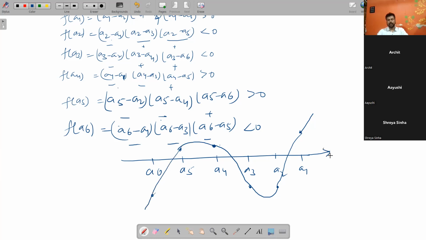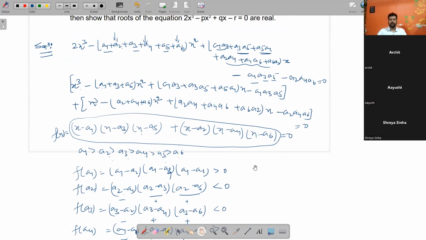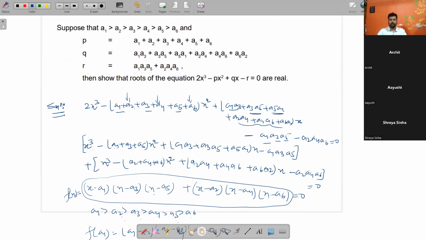So you can see that this is your x-axis. The graph is intersecting the x-axis at 3 points. So of course, it will have 3 real roots. And this is a cubic equation, so of course all 3 roots are real. Understood? Yes, sir. Note it down.